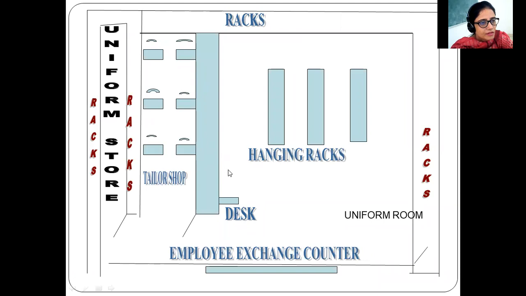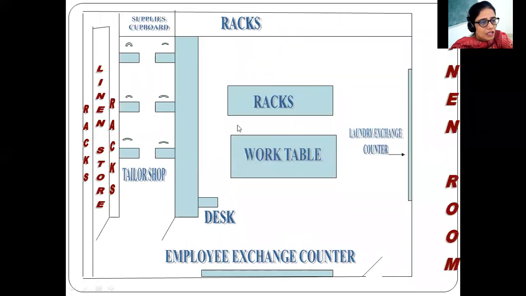Then we have done the layout of the uniform room, right? Then linen room, we have these supplies: cupboard, tailor room, racks, work table, exchange lane, laundry counter, employee exchange counter. Okay.